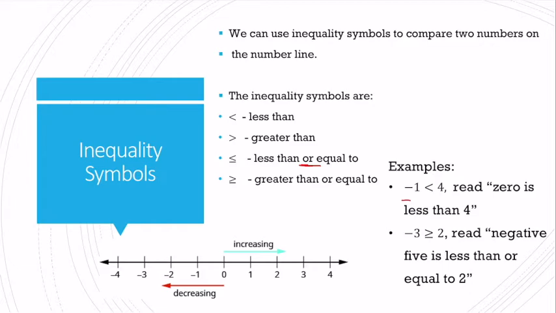And -3 is greater than or equal to... and this is -5 is less than or equal to 2. Man, that was the typo of a lifetime, y'all. -5 is less than or equal to 2.